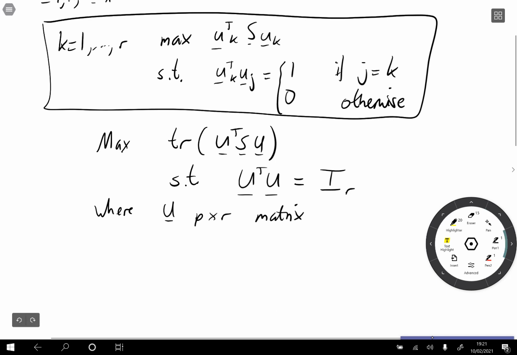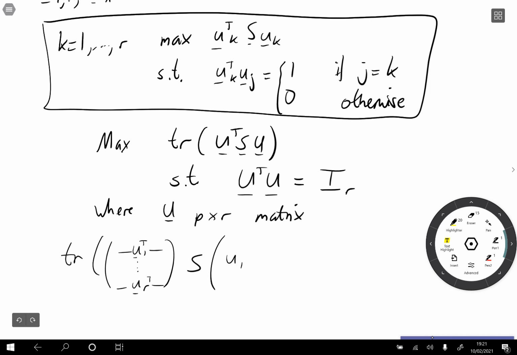And the reason that's the same is that if you think about this, the trace of U transposed S U, well, if I write out what U is here, this will be the first vector U1 transposed down to UR transposed, times S, times U1 across to UR. So that is just the sum of k equals 1 to R of Uk transposed S Uk.